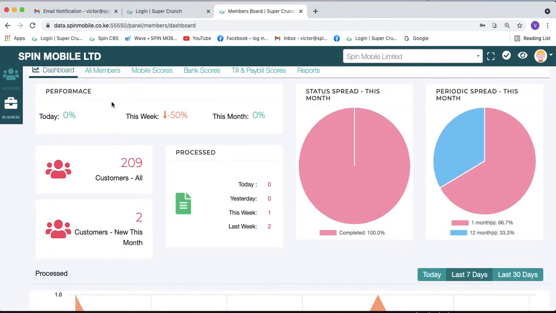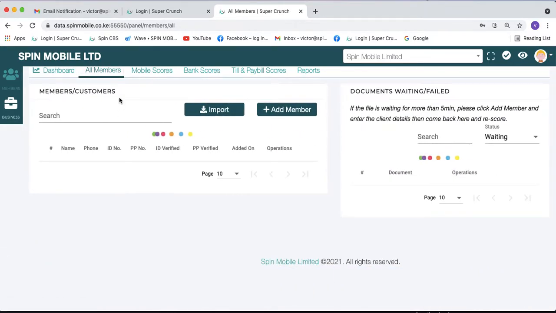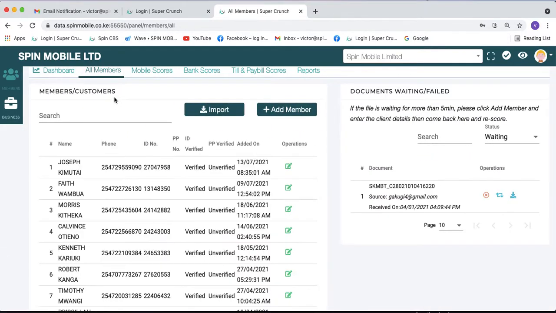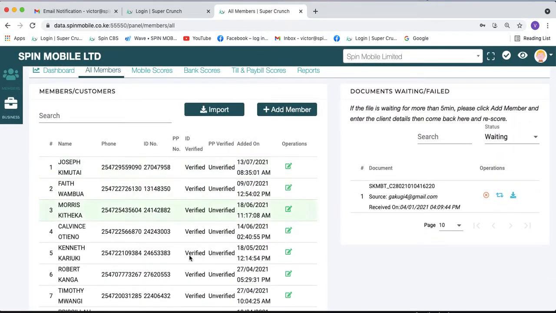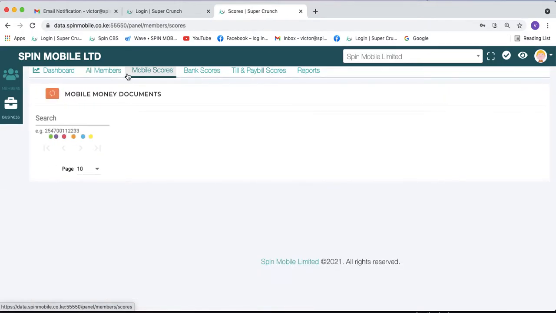Okay, so we go to the all members module, which is more of a customer details module, which has details of all the customers, their names, their phone numbers, their IDs, and these have been particularly verified through verification tools that we have put in place and APIs also from other particular sources.